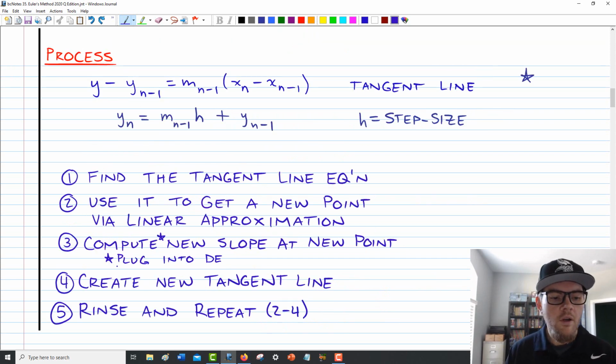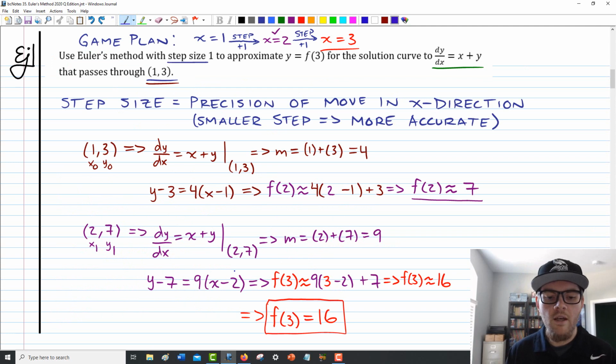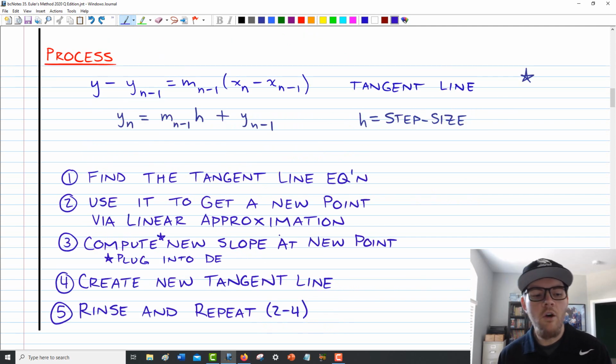Once we have our new slope, we can create a new tangent line. And of course, that was our goal in the first place, to create another tangent line. And then, once we have that new tangent line, we plug into it at the next step, we get a new approximation, and then we just keep doing the same thing over and over again. So that last step says rinse and repeat, which is a good thing in a time when everyone has to wash their hands constantly.